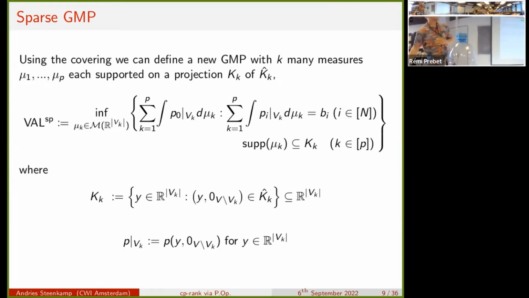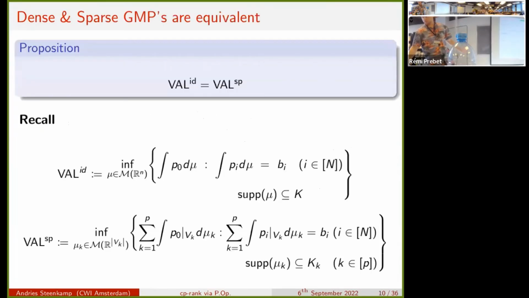Right, so we now have two GMPs. The question is, how do they compare? We have our ID GMP, the dense GMP, and our sparse GMP, with multiple measures. Just recording the definitions, you can see how they're simple: one measure versus multiple measures, one integral versus a sum of integrals, and then the respective supports.